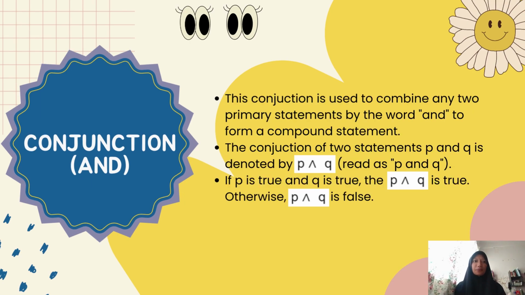Next, conjunction. The conjunction is used to combine any two primary statements by the word and to form a compound statement. The conjunction of two statements P and Q is denoted by P and Q. If P is true and Q is true, then P and Q is true. Otherwise, P and Q is false.